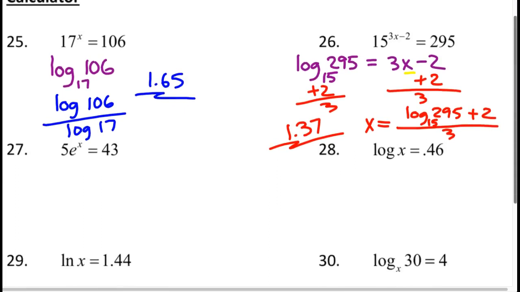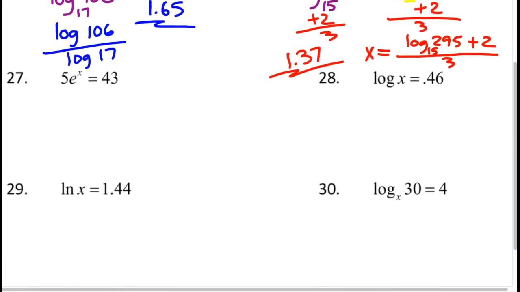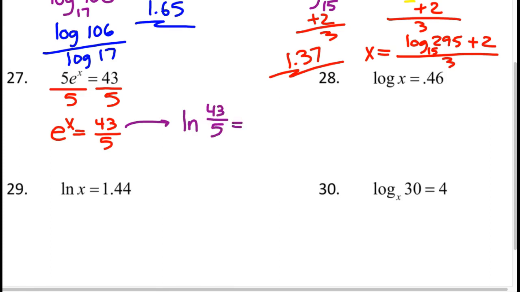Okay, next one we have a 5 times e to the x equals 43. This one we can divide both sides by 5 to get rid of that 5. Okay, so now we have e to the x equals 43/5. And so now if we want to solve for an exponent, that's why we have logs, right? So rewrite it as a log, but I'm going to rewrite it as a natural log because it has a base of e. So the natural log of 43/5 equals x. And of course the base is e because I used the natural log. So now I have the natural log of 43 divided by 5, 2.15.